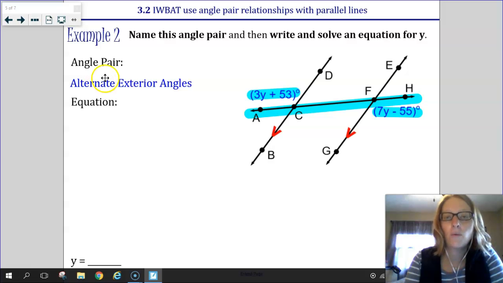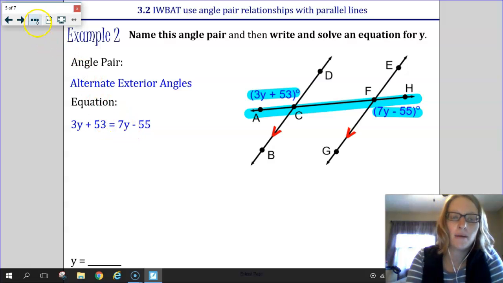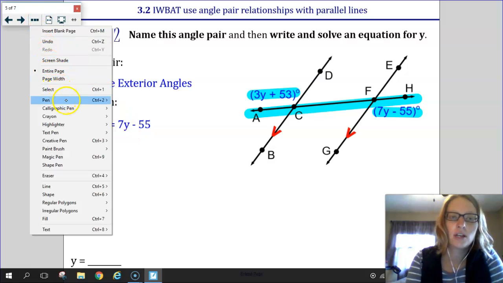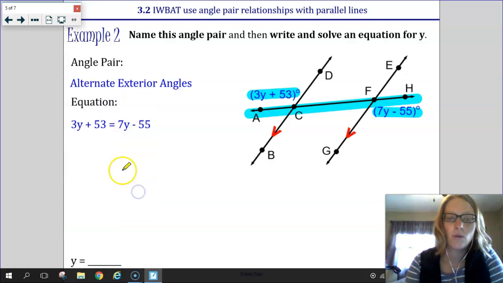We know that when lines are parallel, like they are in this picture, alternate exterior angles will be equal to each other. So the equation I'm going to use to solve for y is to set them equal. 3y plus 53 equals 7y minus 55. So I'm going to go ahead and solve that equation for y.